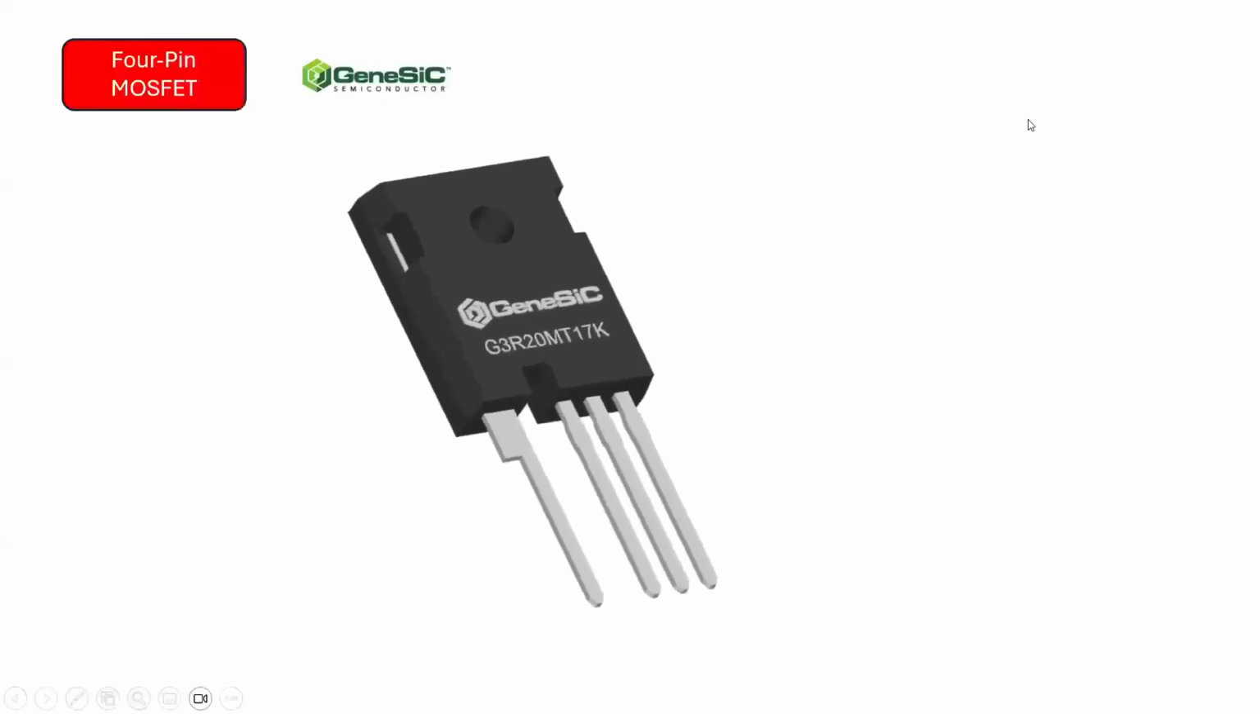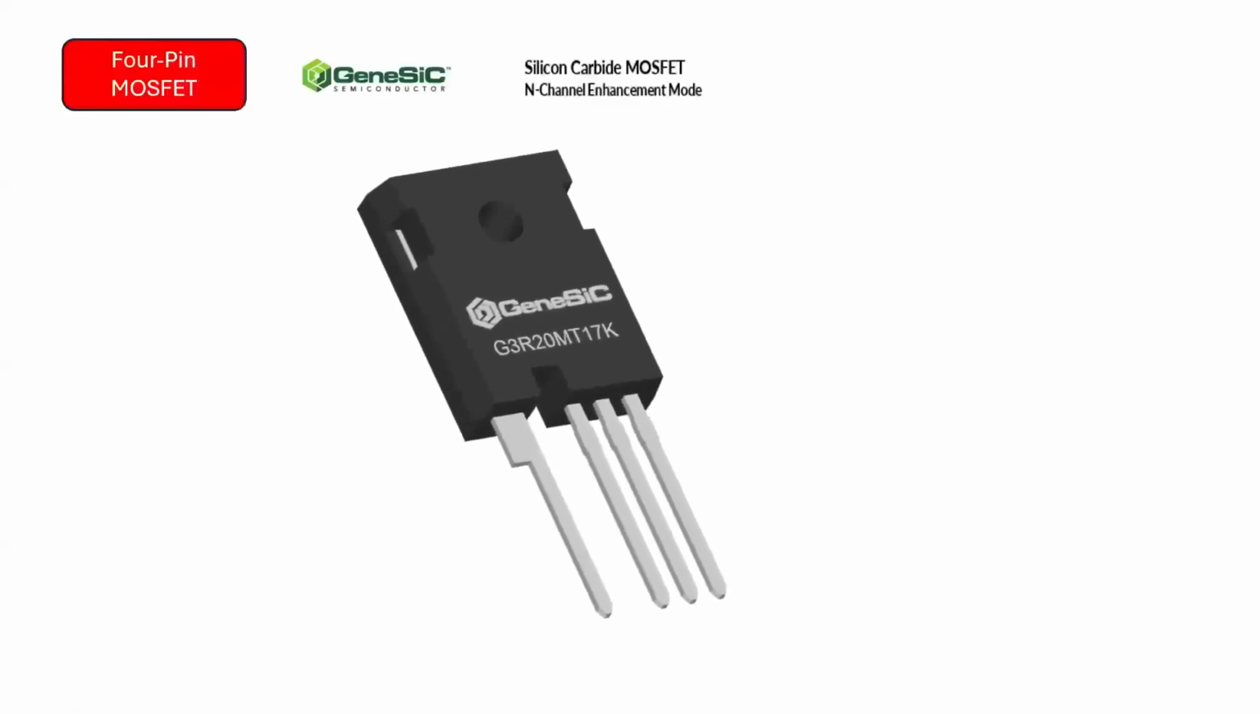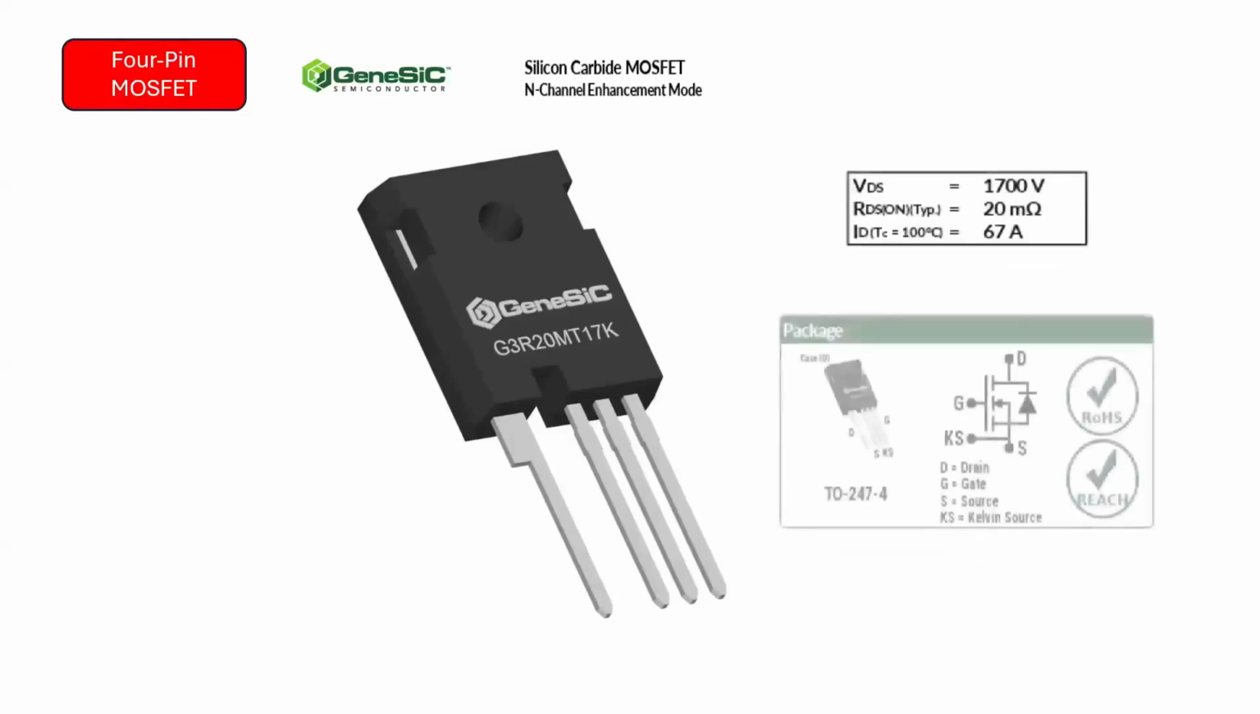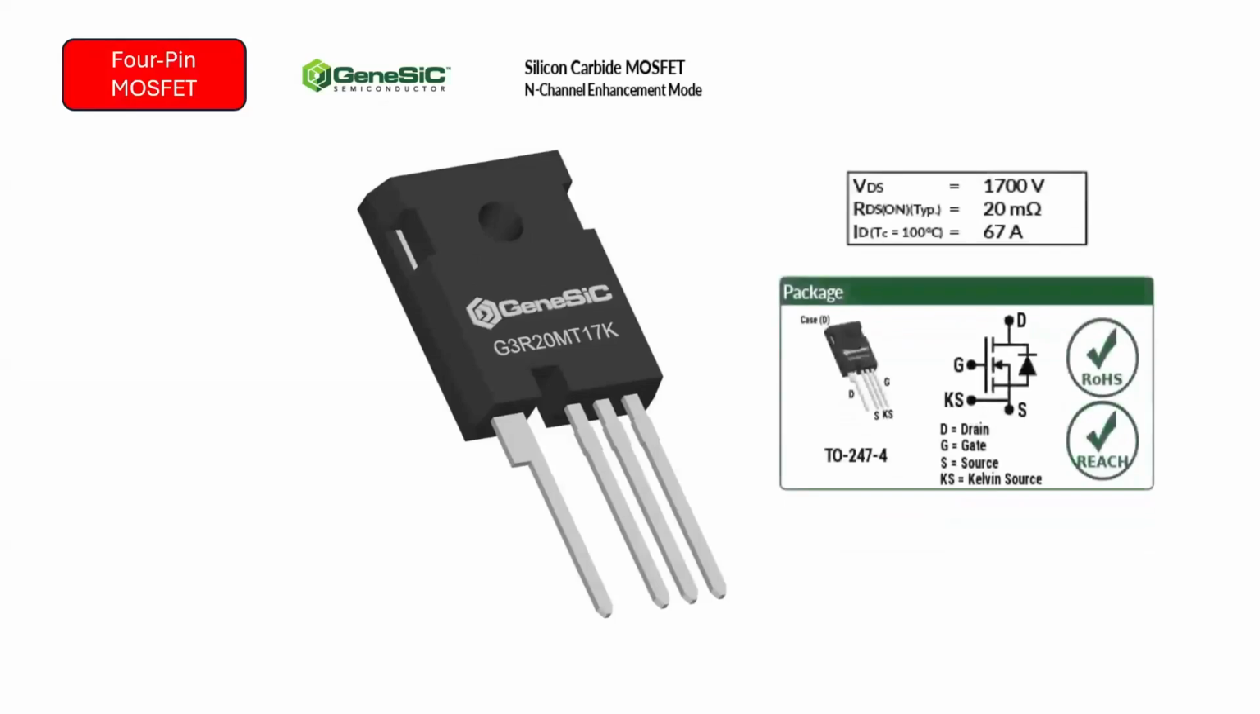The GeneSiC Semiconductor G3R20MT17K is an N-channel enhancement-mode silicon carbide MOSFET with a 4-pin configuration. It has a voltage rating of 1700 volts, an on-state resistance of 20 milliohms, and a maximum drain current of 67 amperes, housed in a TO-247-4 package.